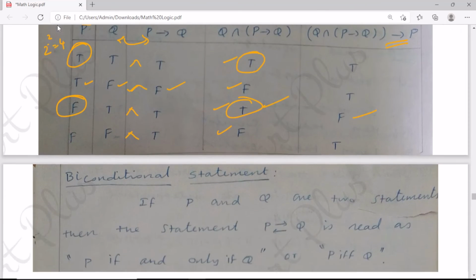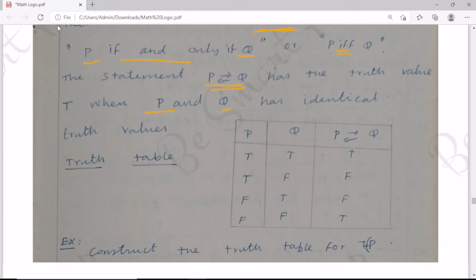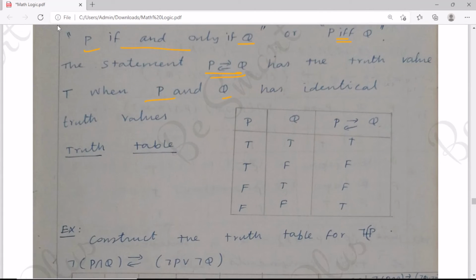Next, the biconditional statement is a very important thing you should know. If P and Q are two statements, then the statement P biconditional Q, which is read as P if and only if Q, or P iff Q in short form. The statement P biconditional Q has the truth value true when both P and Q have identical truth values. Let me show you the truth table for your clear understanding.